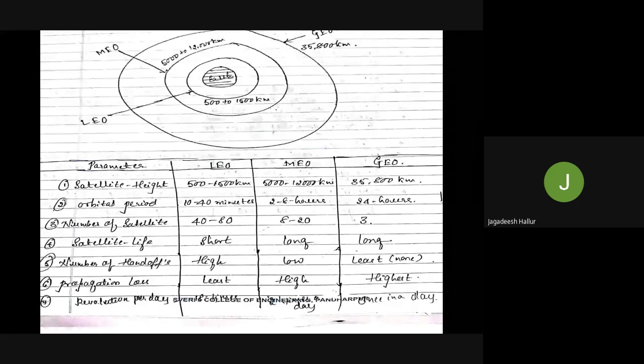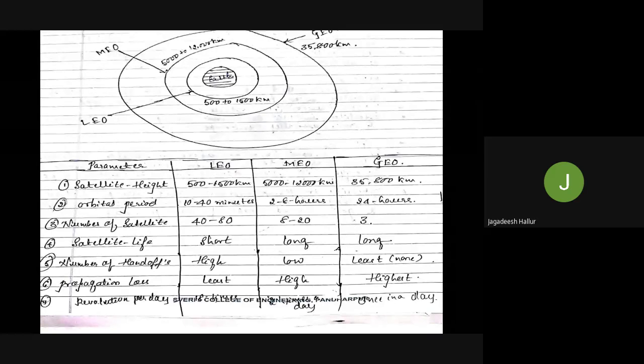8 to 20 satellites we can launch in medium Earth orbit. And in geostationary orbit, we can launch only 3, not more than 3. Geostationary orbit, we can launch only 3 satellites. That is the number of satellites.